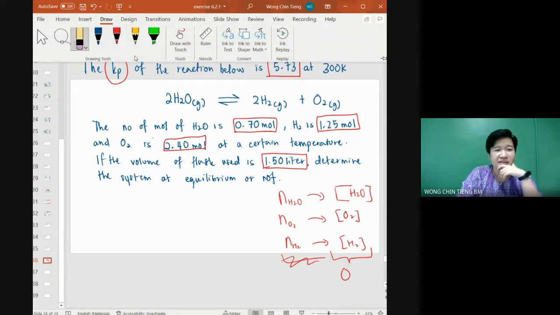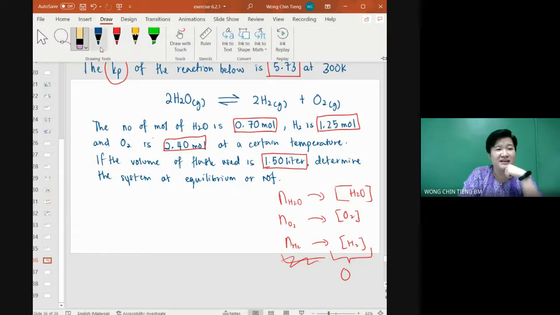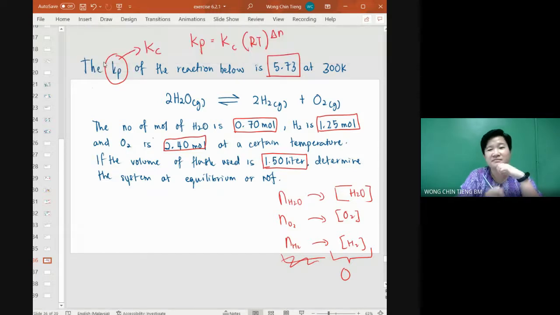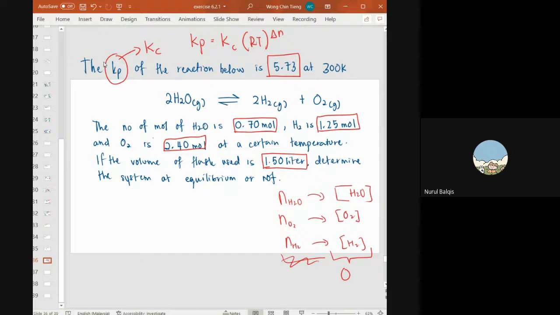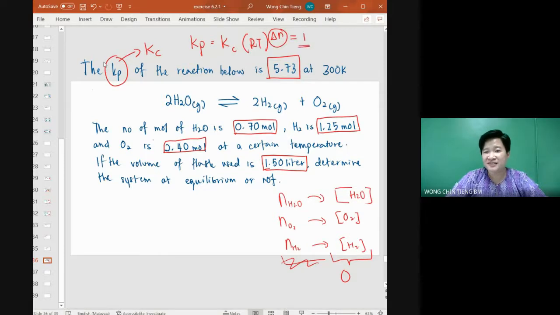Next question, delta N. Yes, Balkis? Delta N equals 1. Okay. So you have your KC, KP conversion over here. That is the biggest trick. And because of all the concentrations, you will be able to calculate your QC.